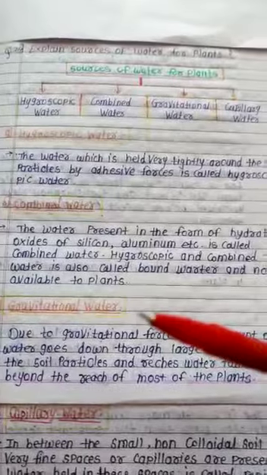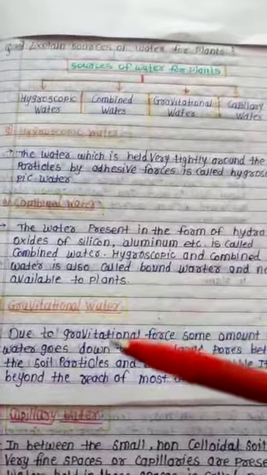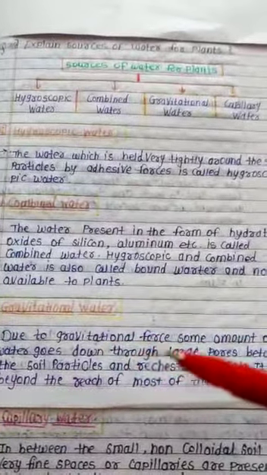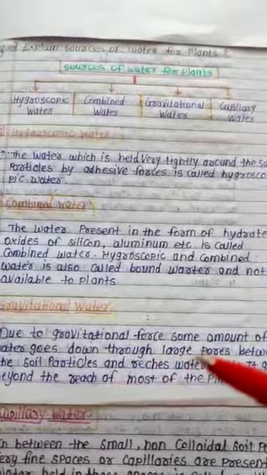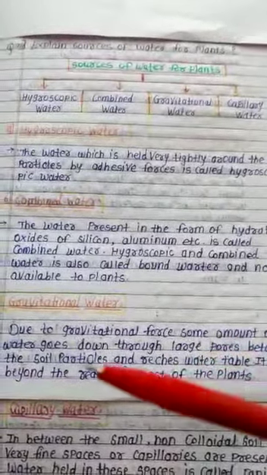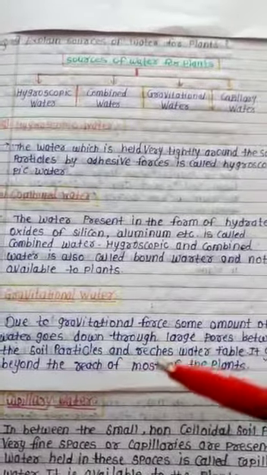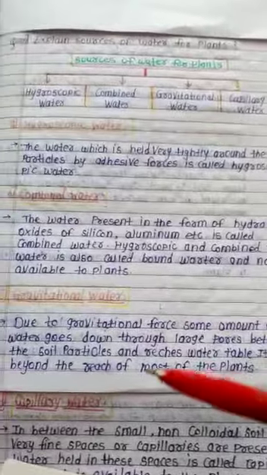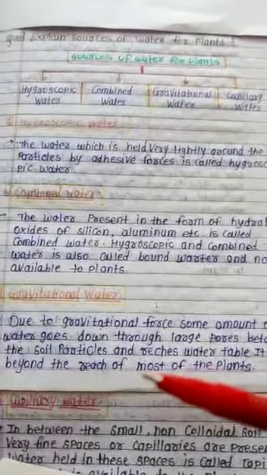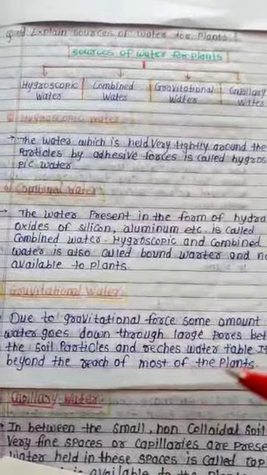The third one, that is gravitational water. Due to gravitational force, some amount of water goes down through large pores between the soil particles and reaches the water table. So it goes beyond the reach of most of the plants.